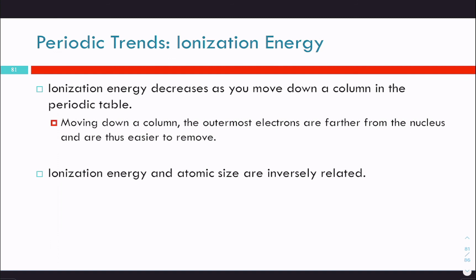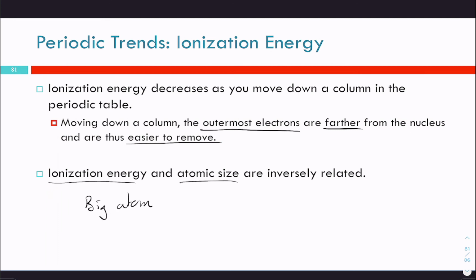So again, think about our nucleus as a positive magnet and the electrons as negative magnets. If you have a magnet stuck to something, it's a lot harder to remove it than if it's already far apart. So as we're moving down, the atomic size is increasing because the electrons are getting farther and farther away from the nucleus. If the electron's already far away from the thing that's holding it there, it gets easier and easier to remove it. So as atoms get bigger, the electrons are easier to remove. The outermost electrons are farther, easier to remove. So ionization energy and atomic size are inversely related.